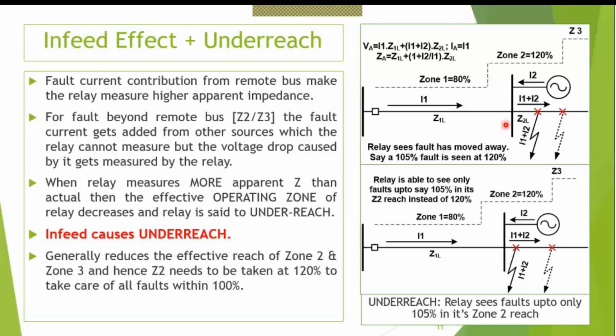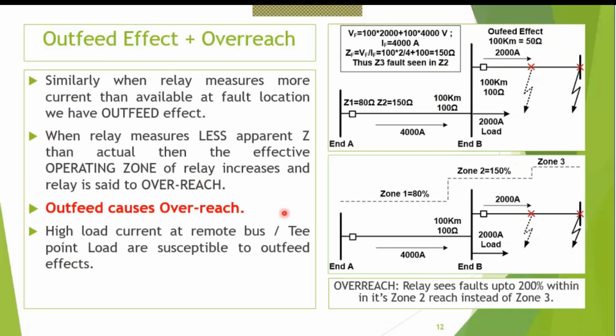Otherwise, this relay will see this fault somewhere further. So it will not be able to trip for this bus fault. Okay, this is the underreach. Next concept is just the opposite, that is overreach. Overreach happens when the relay measures higher fault current than actually flowing into the fault. How can it happen? When there is a very high load at the load center.